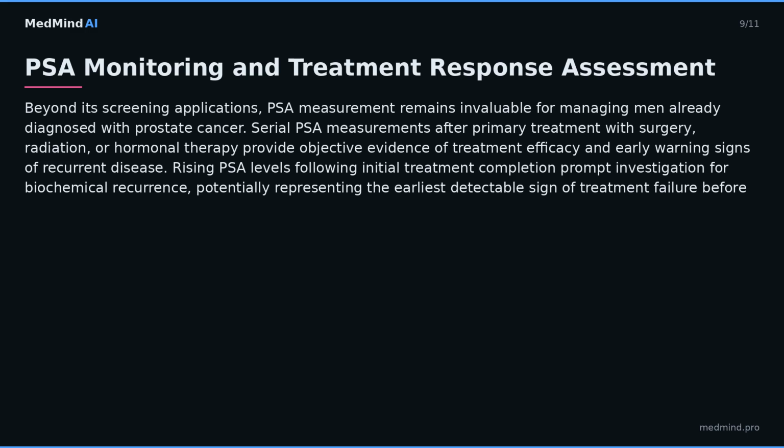Rising PSA levels following initial treatment completion prompt investigation for biochemical recurrence, potentially representing the earliest detectable sign of treatment failure before clinical symptoms or imaging abnormalities become apparent. The PSA doubling time, the interval required for PSA to double, carries prognostic significance, with rapid doubling suggesting more aggressive disease biology. These monitoring strategies enable clinicians to identify candidates for salvage therapies or alternative approaches at the earliest possible point in recurrence trajectory, potentially improving long-term outcomes.